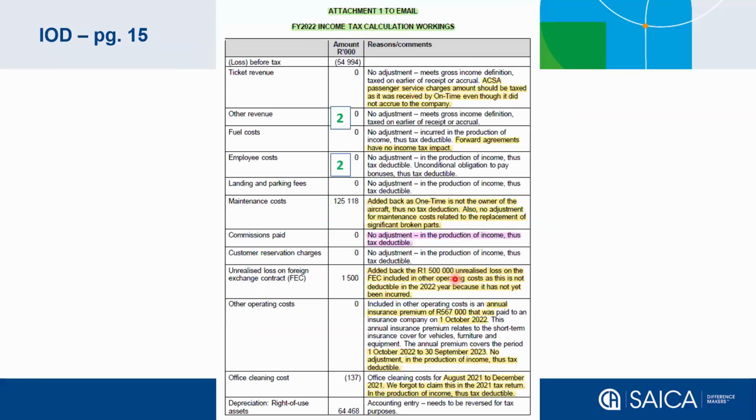items. If you move on to the first attachment, you will see that the tax calculation starts with a loss before taxation, dealing with each line item individually, whether there's an adjustment or not, and then providing the reason for that. And let's maybe consider one item, the unrealized loss on foreign exchange contract, which was the 1.5 million added back. And the reason for the add back is that it's unrealized and therefore not been incurred. However, we know this is incorrect. This add back is incorrect, as Section 24I(3) states that your exchange losses, whether realized or unrealized, are deductible for income tax purposes.